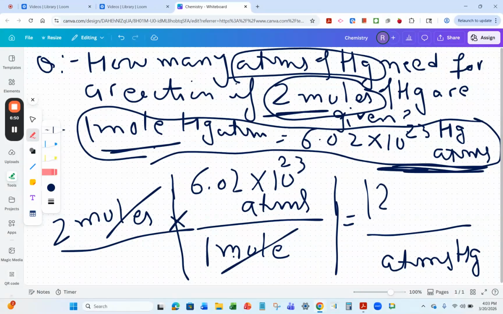I will say it's 12.04 times 10 raised to power 23. In the calculator, if we change it into scientific notation, your answer is also 1.204 times 10 to the power 24. So pay attention whether you're using a calculator or doing the math with mind calculations. So yes, this is one method.